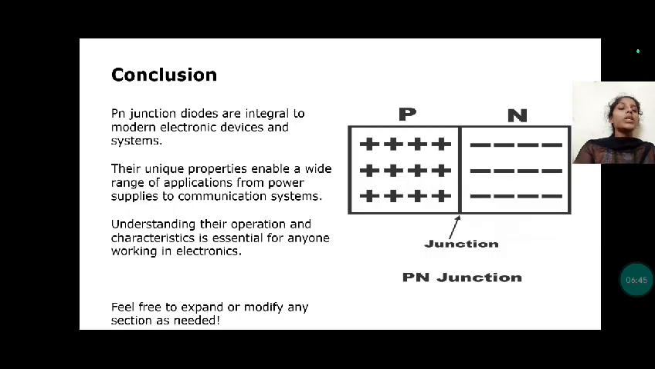Conclusion of the PN junction diode. PN junction diodes are integral to modern electronic devices and systems. Their unique properties enable a wide range of applications from power supplies to communication systems. Understanding their operation and characteristics is essential for anyone working in electronics.